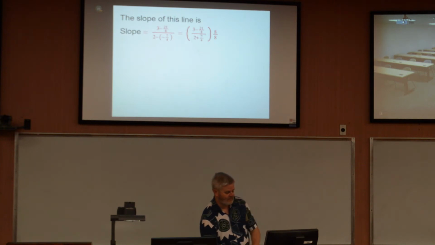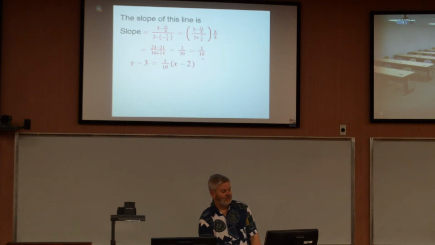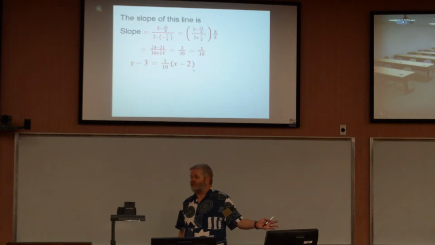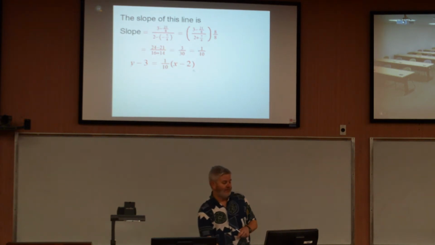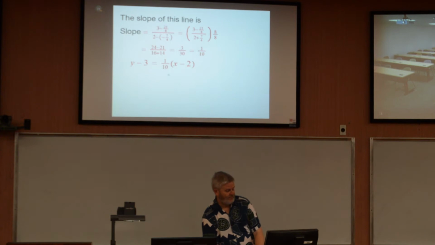So if you distribute, you get 24 minus 21. And if you distribute here, you get 16 plus 2 times 7 is 14. So you get 3 over 30, which is 1/10. So that's going to be the new slope of the secant line. And then we'll go back to the point slope form again. Use (2, 3). That was the easiest point. (2, 3) and 1/10. That's the point slope form.